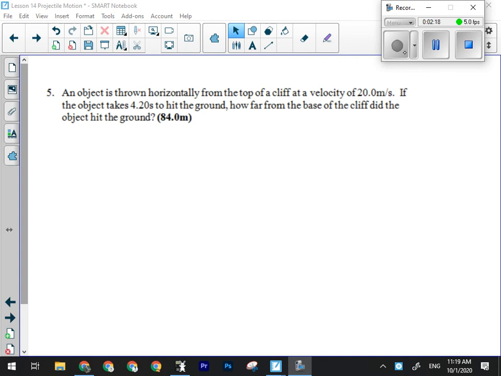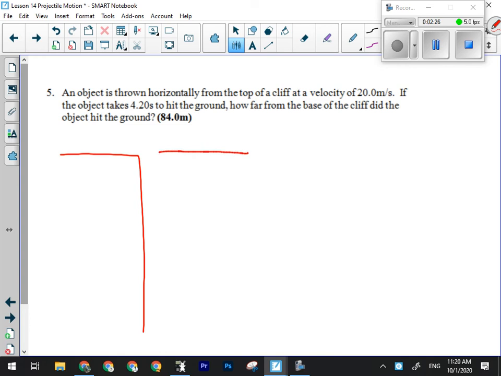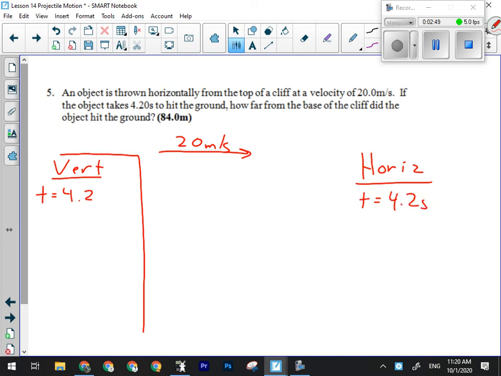For question number 5, we have another object thrown horizontally off the top of a cliff. Here's our cliff, and it's thrown at a velocity of 20 meters per second. The object takes 4.20 seconds to hit the ground. So they gave us time, which is the thing we usually have to find. That applies to both the vertical and the horizontal components of this projectile's motion, so that's kind of a big one. We also know horizontally that V equals 20 meters per second.